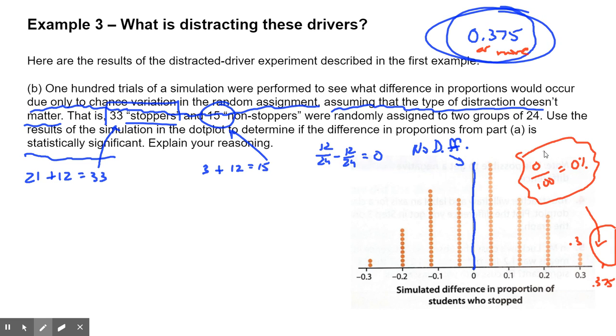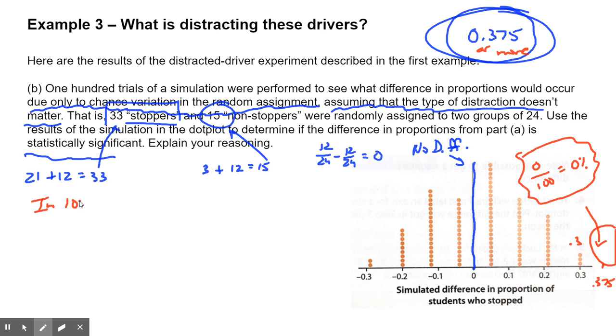This is going to mean that the difference was significant because that 0% is less than 5%. This doesn't happen often by chance, and the fact that this actually happens in real life means that it is significant. That having a passenger versus a cell phone does make a difference in terms of how distracted you are. Okay, so here is how I'm going to answer it.